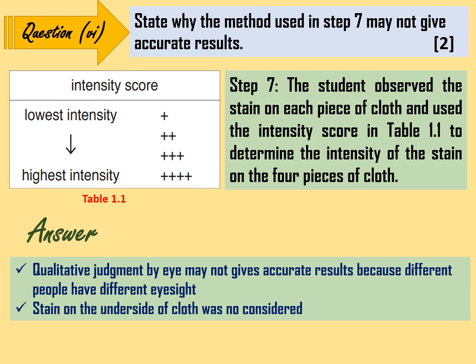Now the stain on the underside of the cloth was not considered. Why? Because if we are observing one side of the cloth, we can observe only one dimension, only one direction of the cloth. So it will be considered another source of error. So this is it, and that is the source of errors.